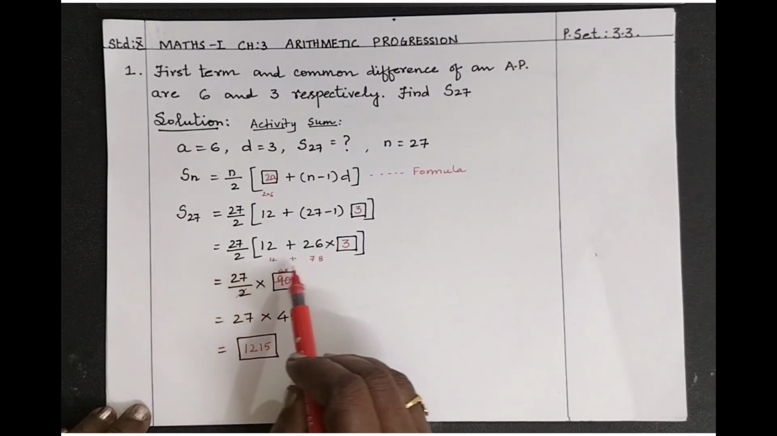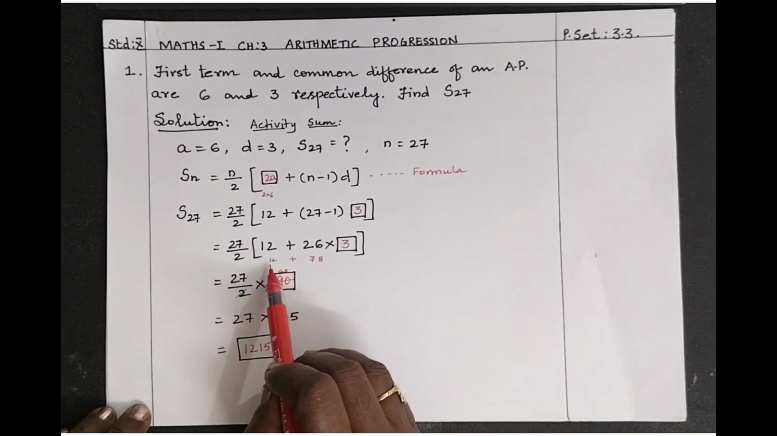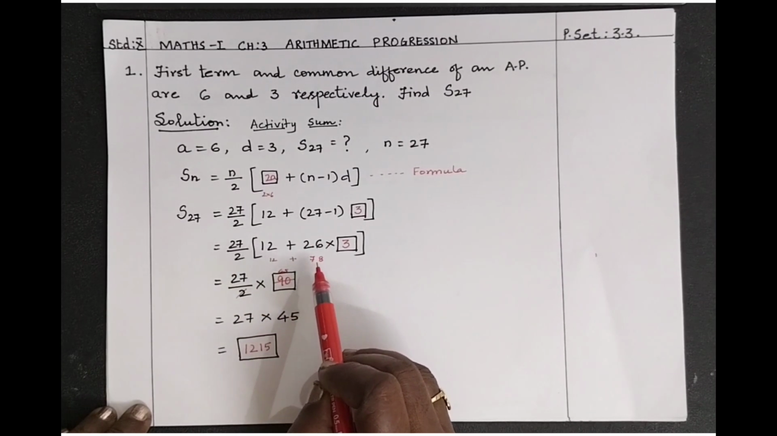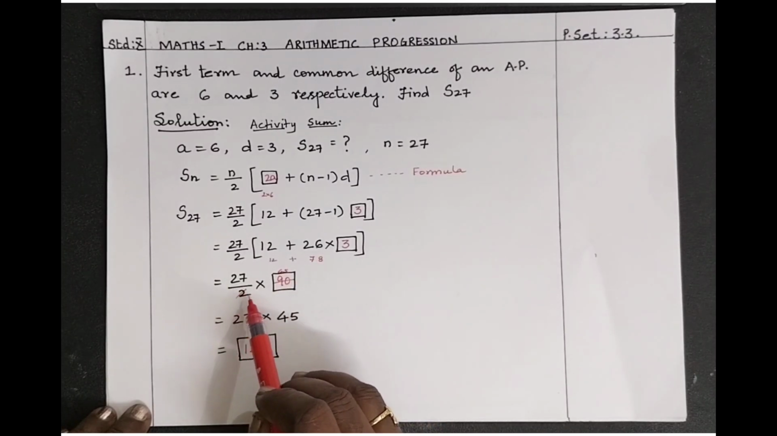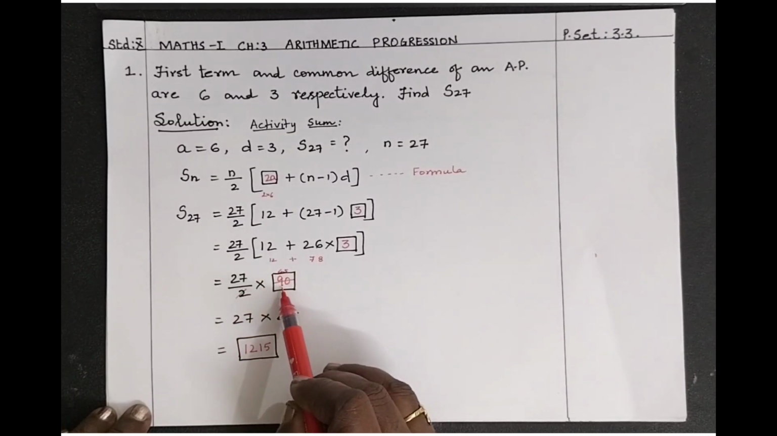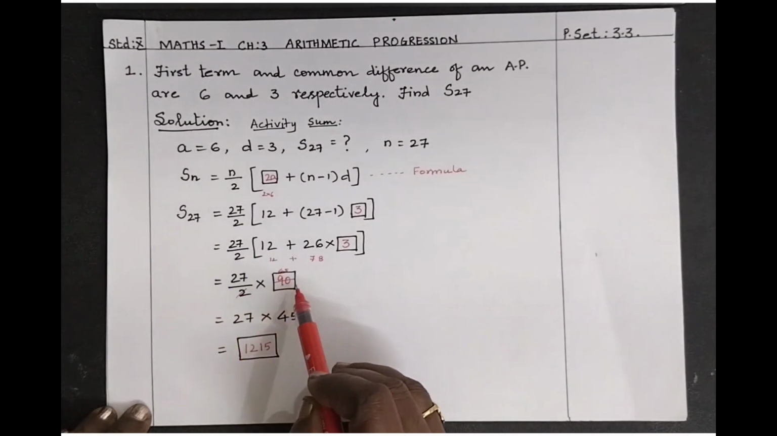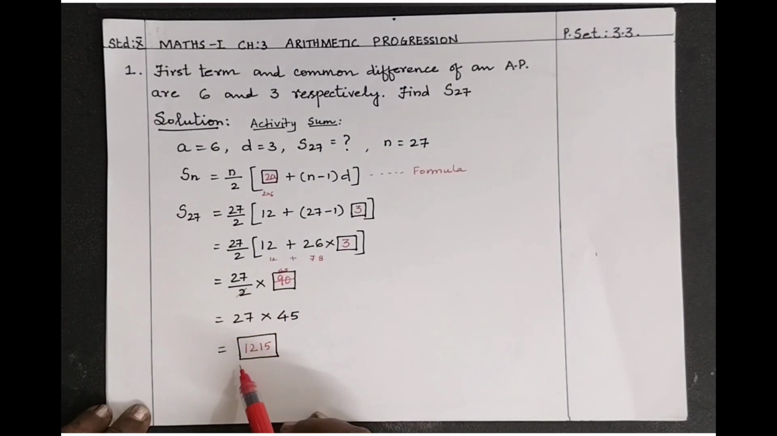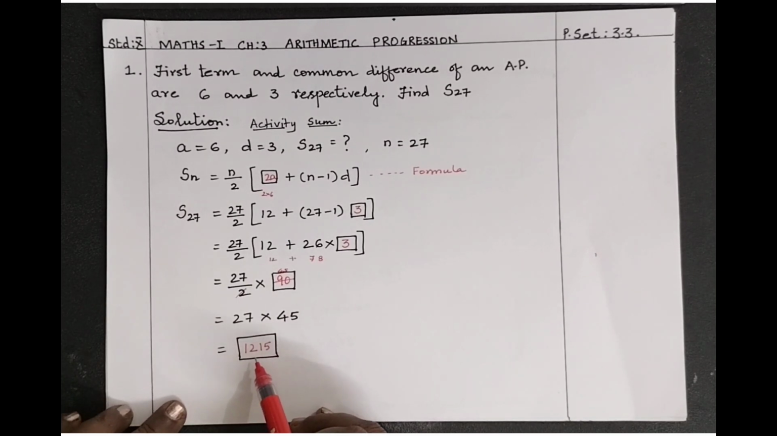So we have to write in between some steps. So 12 plus multiply this, that is 78. So 27 upon 2 into, when we add these two, this is 90. Then divided by 2 will get 45. So 27 multiplied by 45, which is equal to 1215.